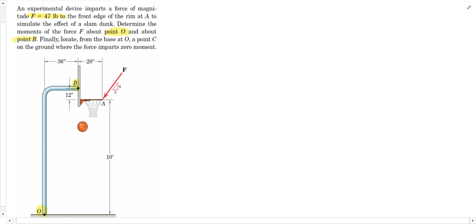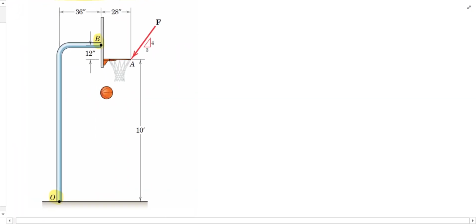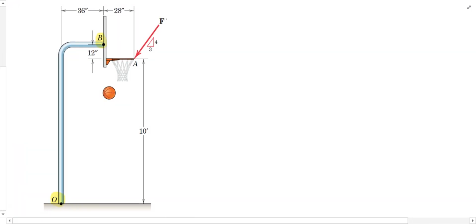And then last, we're asked to locate a point C on the ground relative to this base point at O, where the force imparts no moment. And that will actually be a very easy calculation to do. All right, let's zoom in here to where we can see a little bit better. So we know that F is equal to 47 pounds.